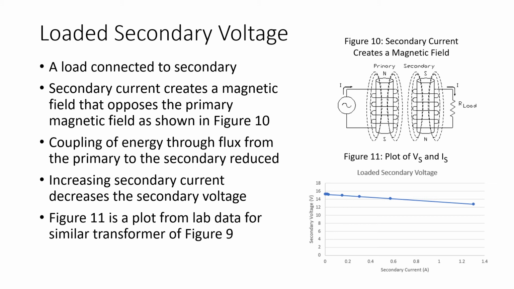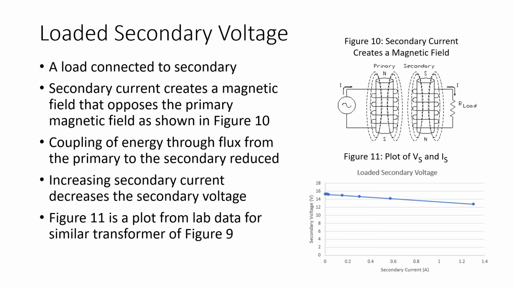Now, one thing that is important to understand is what happens to a transformer when we connect a load to the secondary, or the loaded secondary voltage. Now, again, we apply an alternating current source to the primary. Current flows through the primary. It creates a magnetic field that expands and contracts.